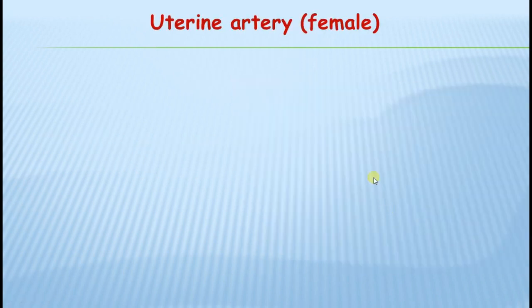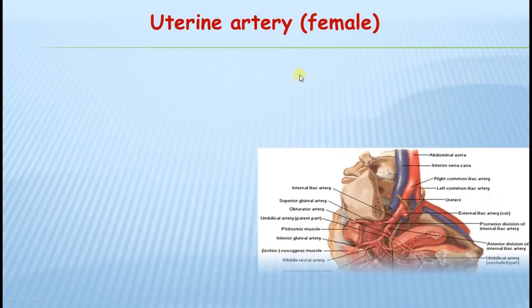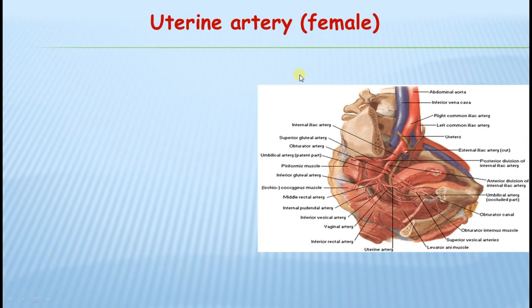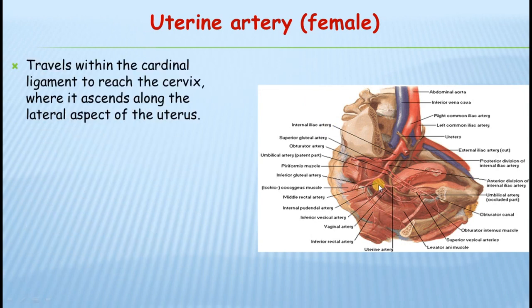The next artery, a very important artery in females, is the uterine artery. It is very large in females. Here you are able to see the uterine artery. It travels up to the supravaginal part of the cervix, accompanying the lateral side of the pelvic part of the ureter. And then what happens?